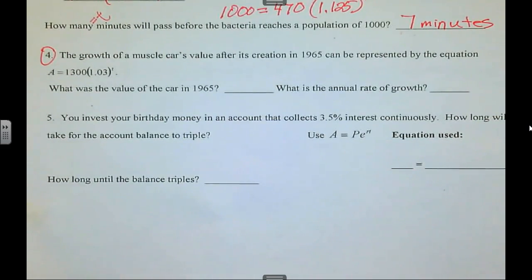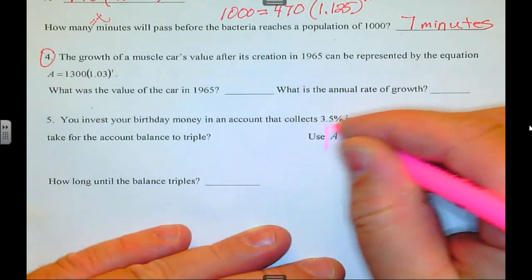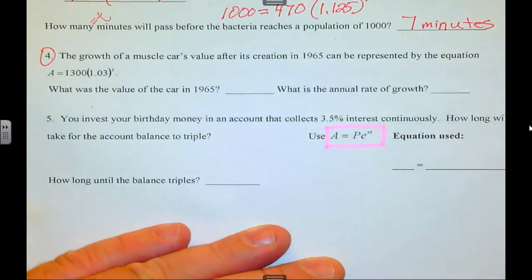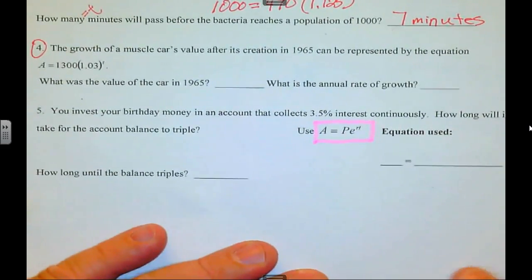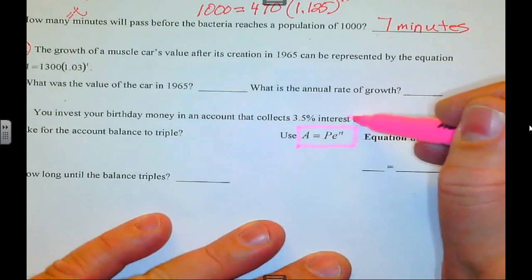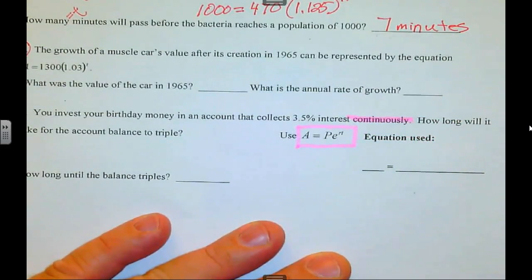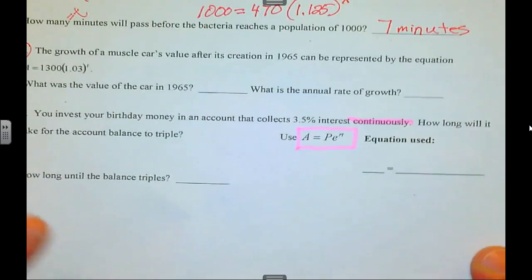We have a new formula. A or y equals P times e to the r times t exponent. When do we use that? When you see the word continuously. e is just a natural number found in the world, and I don't want to go into it.